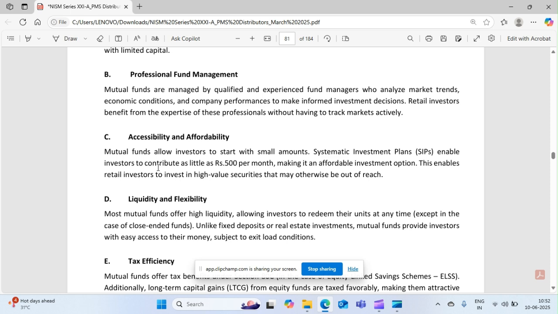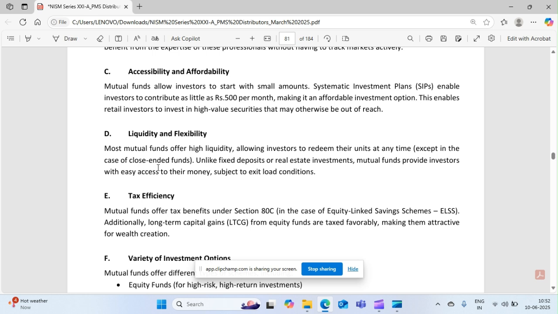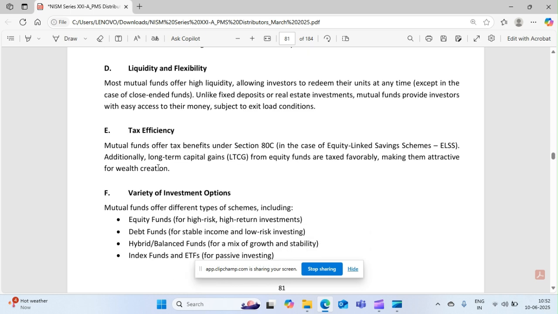There is liquidity and flexibility. Liquidity means that whenever you want to exit from a mutual fund, you will be able to exit from it easily, and you also have the flexibility. Flexibility in the sense that you can decide to invest as per your choice, as per the timings and all that, right? It is tax efficient.